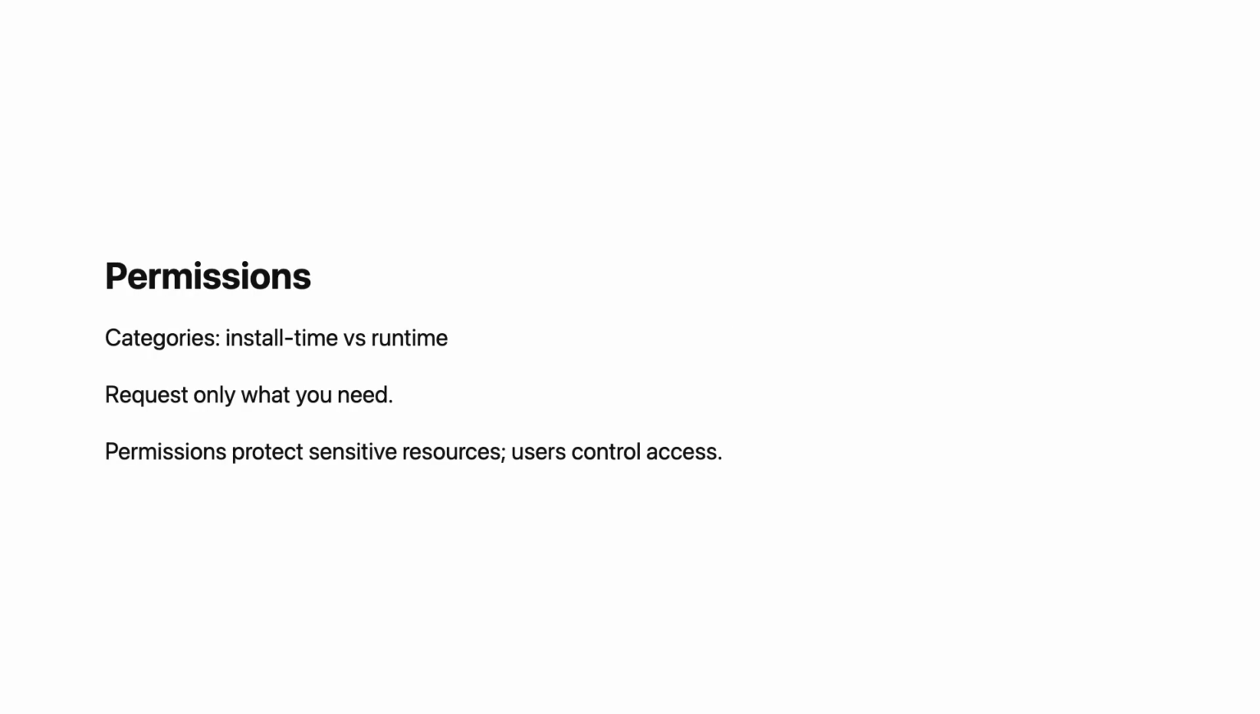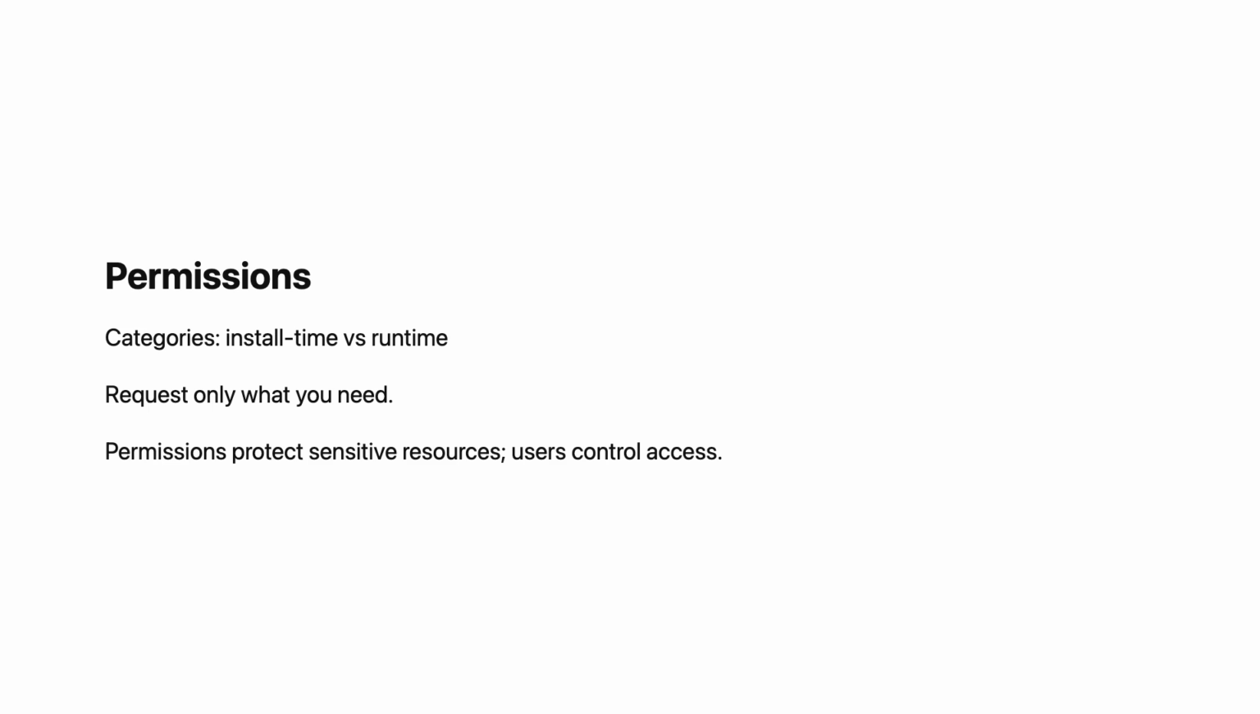Apps need permission to access sensitive resources. Camera, location, contacts, microphone. Users must grant permission. Declare permissions in the manifest, for example android.permission.CAMERA. Some permissions are granted at install. Others require runtime approval. The user sees a dialog and chooses.